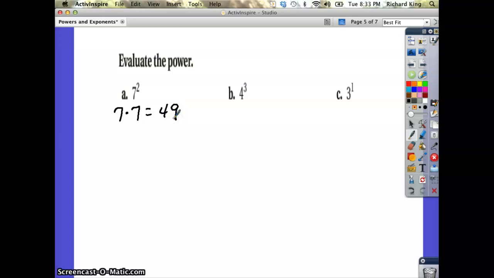On B, 4 to the 3rd power means that 4 is used 3 times, or 4 times 4 times 4, which is 4 times 4 is 16, times 4 is 64. 3 to the 1st power means that 3 is used 1 time, so in this case 3 to the 1st power is just 3.